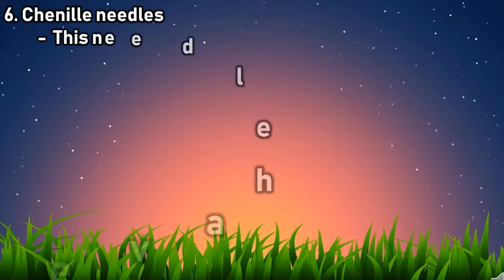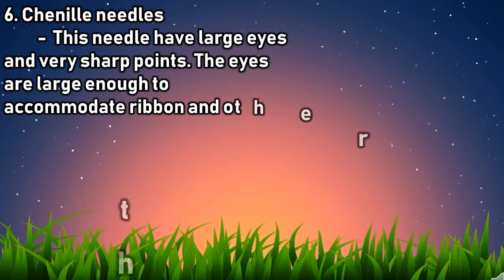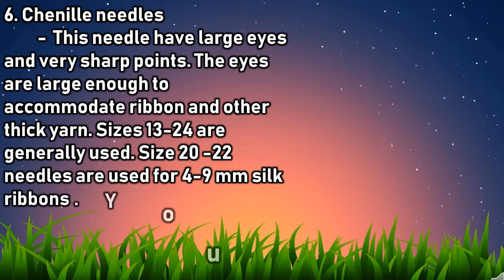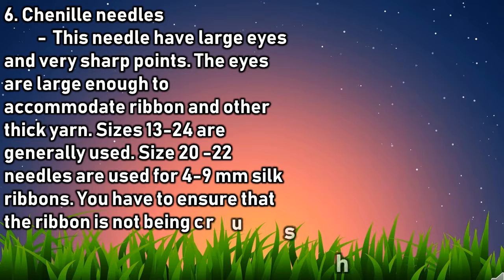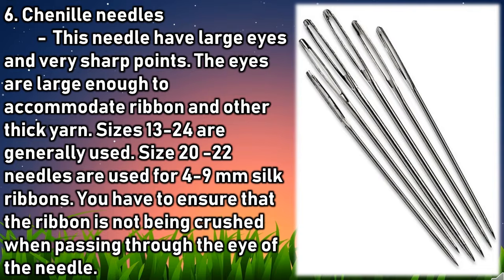6. Chenille needles. This needle has large eyes and very sharp points. The eyes are large enough to accommodate ribbon and other thick yarn. Sizes 13 to 24 are generally used. Size 20-22 needles are used for 4 to 9 mm silk ribbons. You have to ensure that the ribbon is not being crushed when passing through the eye of the needle.